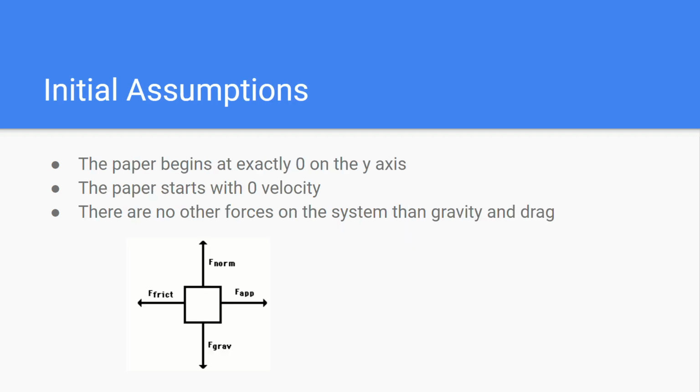The initial assumptions for our observed data are that the paper will begin at exactly 0 on the y-axis, the paper will start with 0 velocity, and there are no other forces on the system besides gravity and drag.